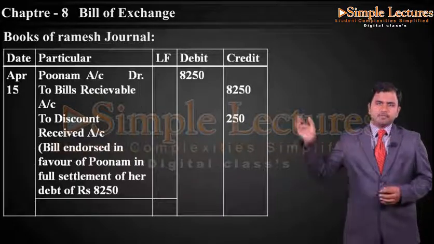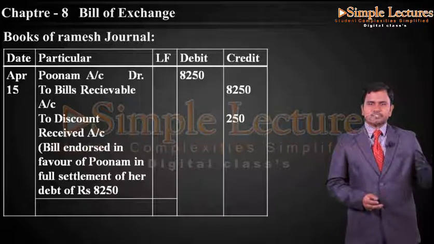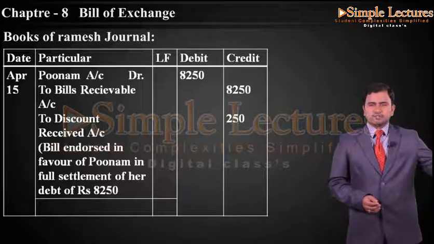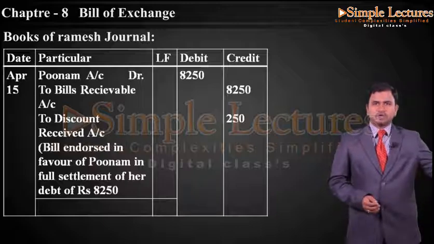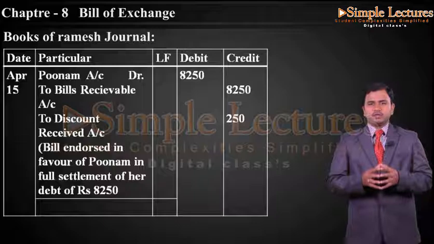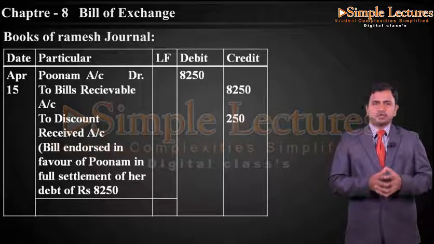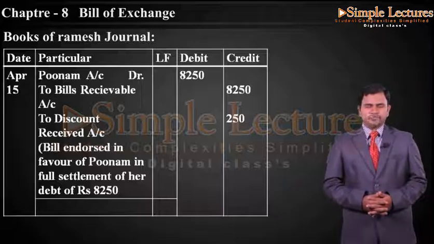So let me repeat, Poonam account debtor 8,250 in the debit column, then bills receivable account 8,000 and discount received account 250, and the narration will be bill endorsed in favor of Poonam in full settlement of her debt of rupees 8,250.